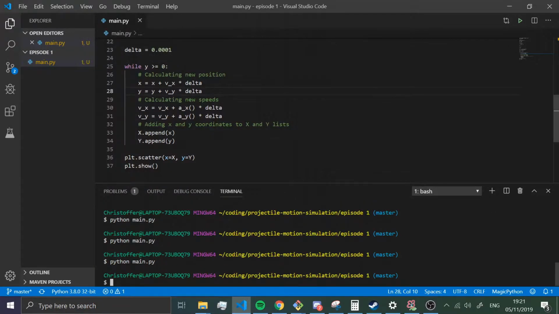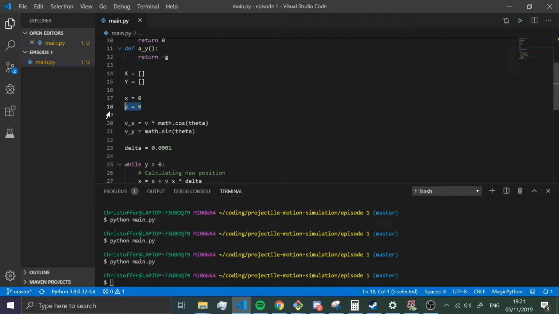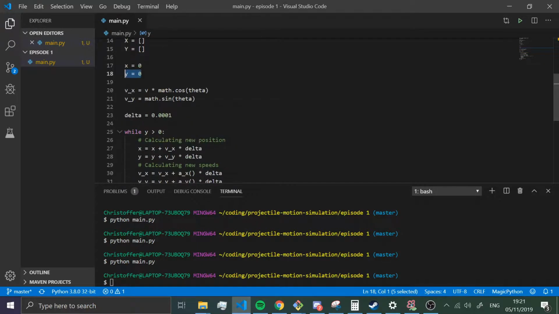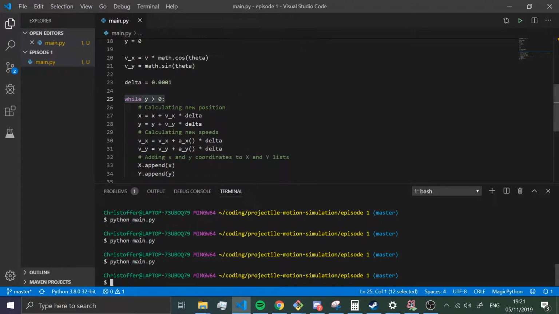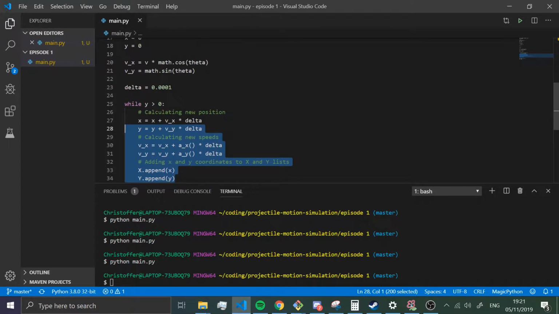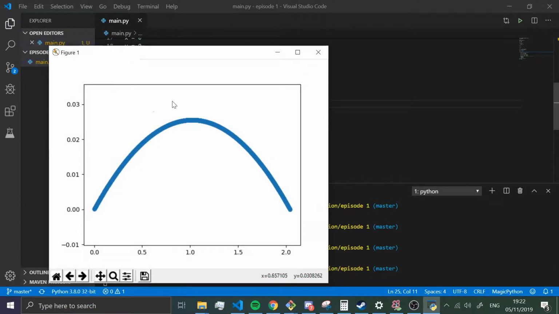Now, we cannot say while y is greater than 0, because you see we're starting the y out at 0. So if we try this, nothing will happen. So it plots nothing because this while loop wouldn't run the first time. So it has to be greater than or equal to 0. Like that. So yeah, that actually tells us what we need to know.